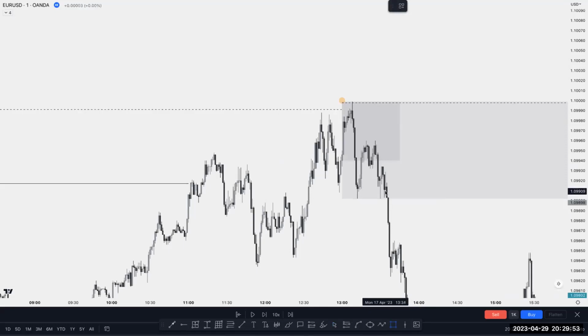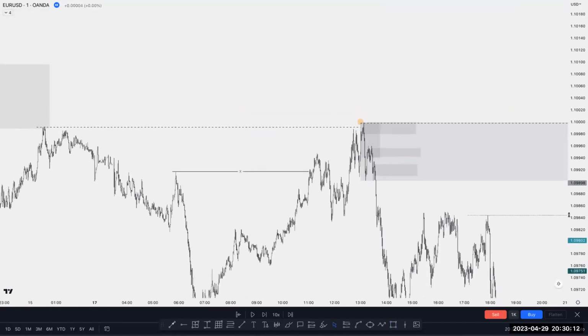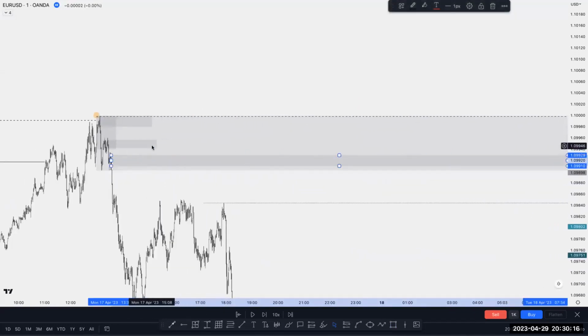First order block is here. And the next order block is here. And the extreme one is here. Because this is a refinement. When market taps on these places, then you have to wait for choch and flip before entering.